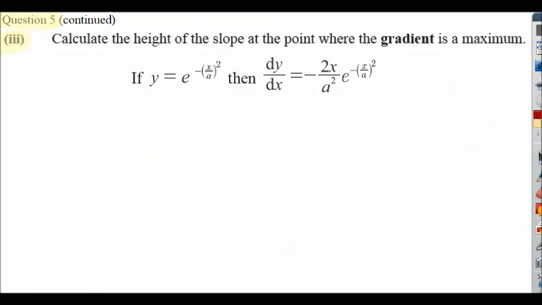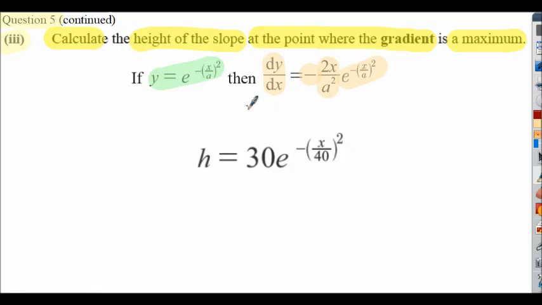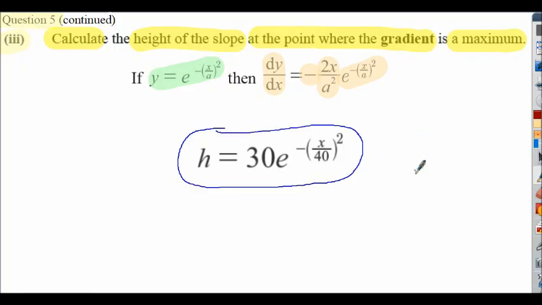This is part 3. Now here we have to calculate the height of the slope at the point where the gradient is a maximum. So we need to read the question carefully here. We need to use this standard form shown in the question, given the function of y in this format. The first order differential equation dy by dx is in this format. Now to solve this problem, we will need to differentiate the height equation, shown here, with respect to x to find dh by dx, and that will be the equation of the gradient.